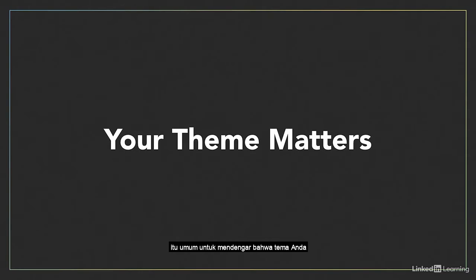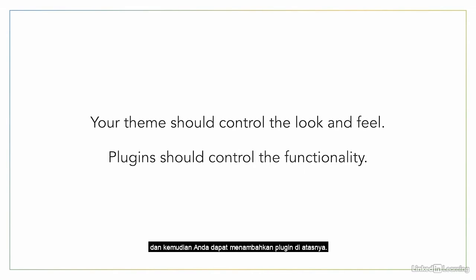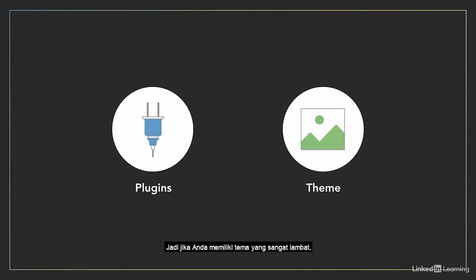In the WordPress world, it's common to hear that your theme should control the look and feel of your site, and plugins should control the functionality. That's always been a best practice in WordPress, but it's even more important when you start considering speed. You really want to make sure that your theme is doing as little as possible outside of the look and feel. With WordPress, you must use a theme, and then you can add plugins on top of that. So if you have a theme that's really slow, no amount of plugins will be able to speed up your site. WordPress with a theme is a baseline, which you can't get away from.